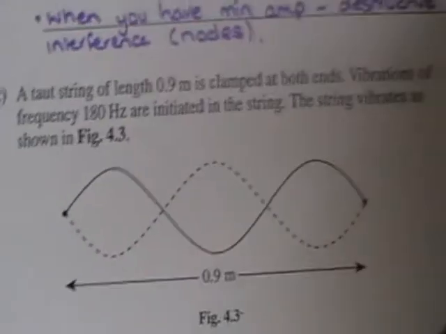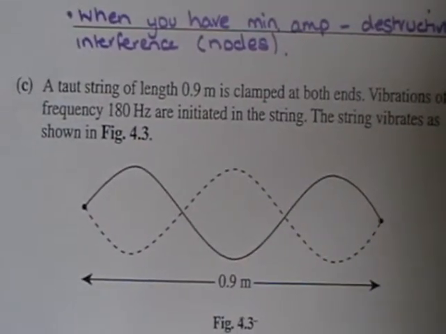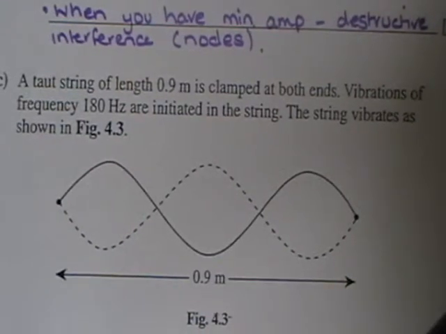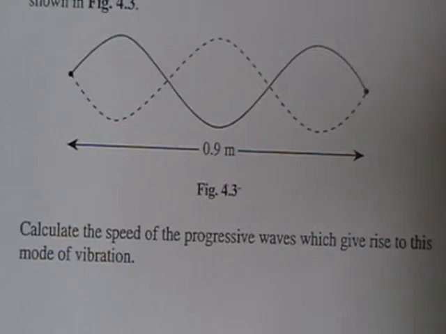Part C then is the calculation. A tight string of length 0.9 metres is clamped at both ends. Vibrations of frequency 180 Hz are initiated in the string. The string vibrates as shown in figure 4.3. Calculate the speed of the progressive waves which give rise to this mode of vibration.